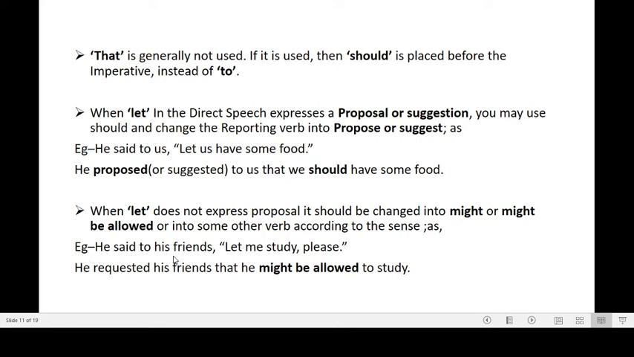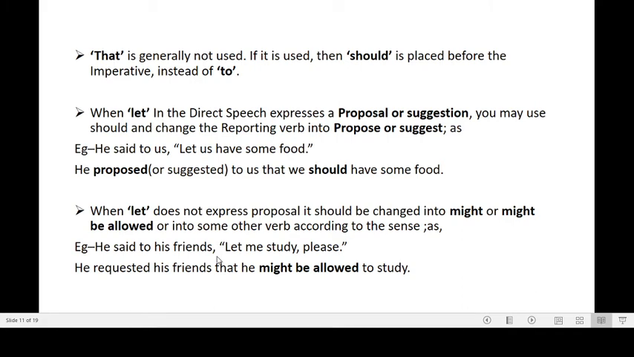Example, he said to his friends, let me study please. Here let me study please is not a proposal. So in that case we should change the sentence into reported speech like this: he requested his friends that he might be allowed to study. You should understand this is a rare case. These two cases are quite different.